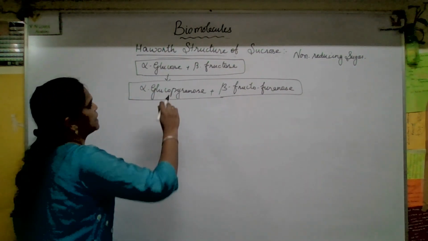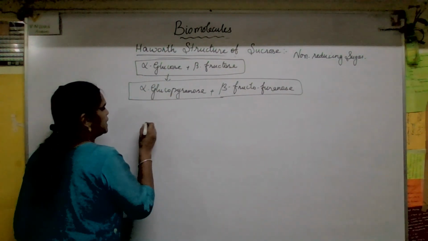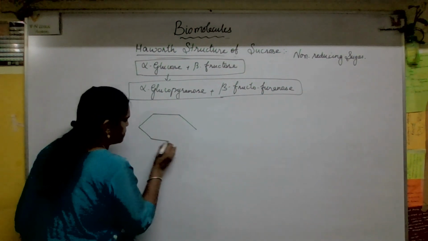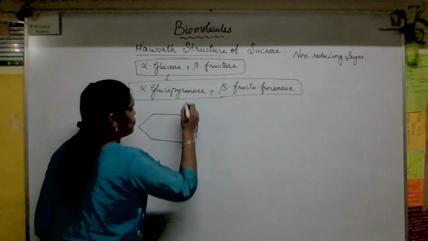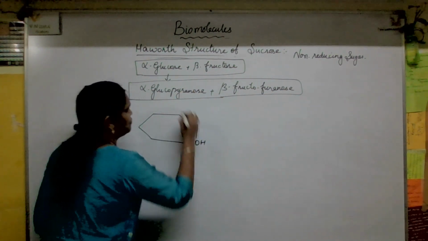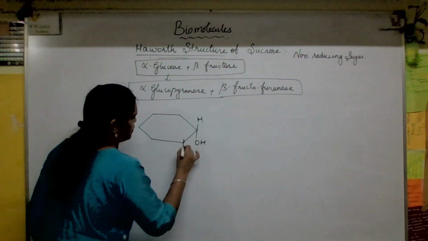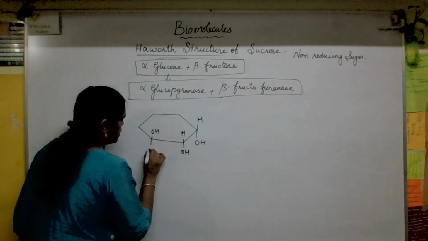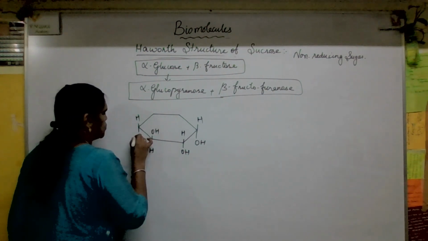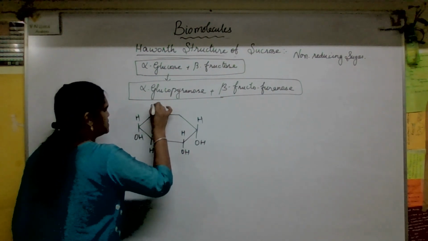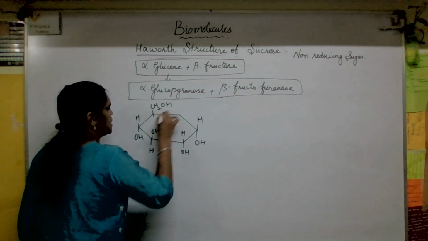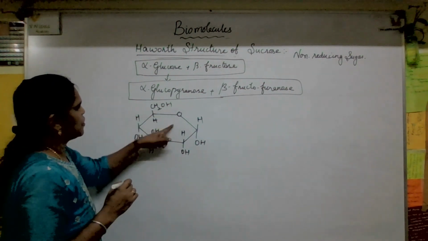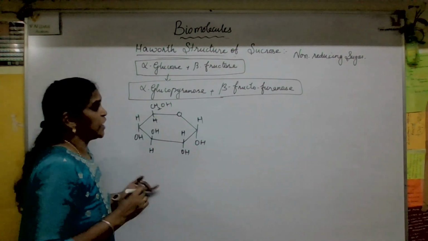Come on, write that. We can go for the Haworth structural formula. Here the 6-membered ring of alpha glucose. Here the OH will be down. Alpha means OH will be down. You remember it that way. So H, OH, then OH, H, here H, OH, and then CH2OH and H, here oxygen. Now this is alpha glucopyranose.